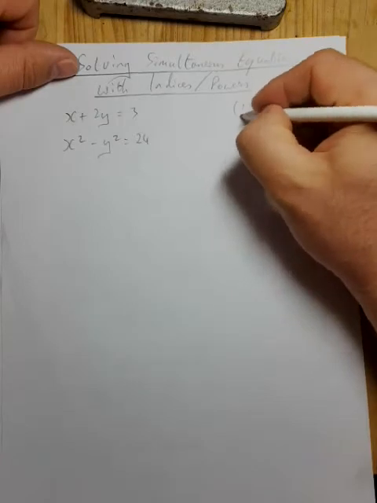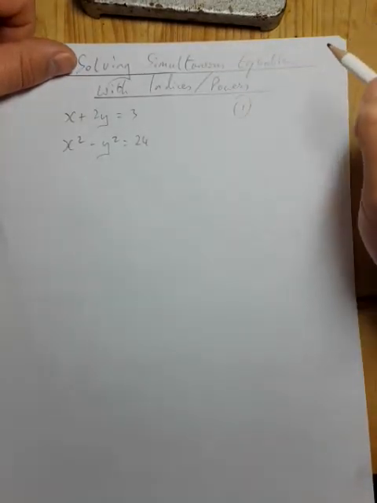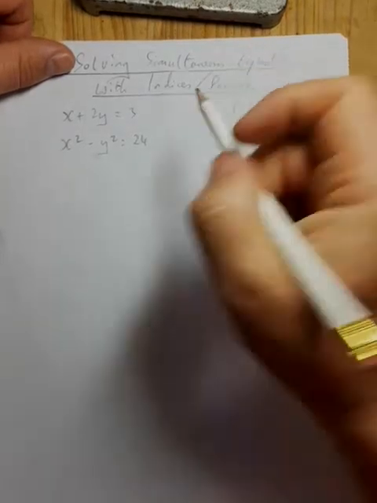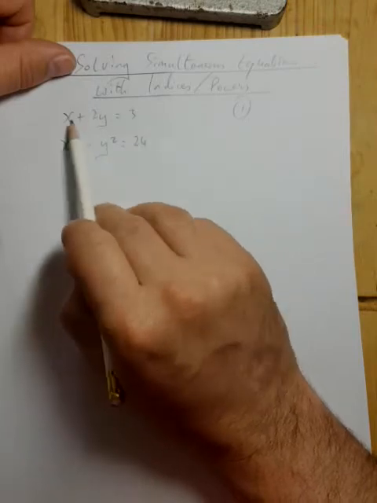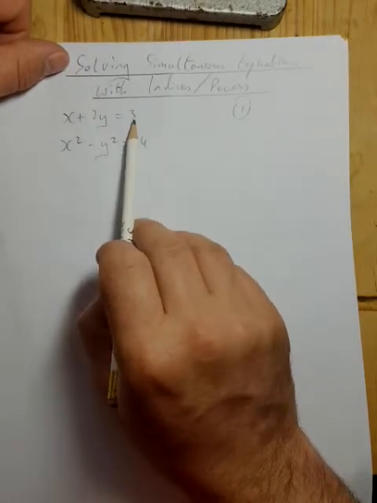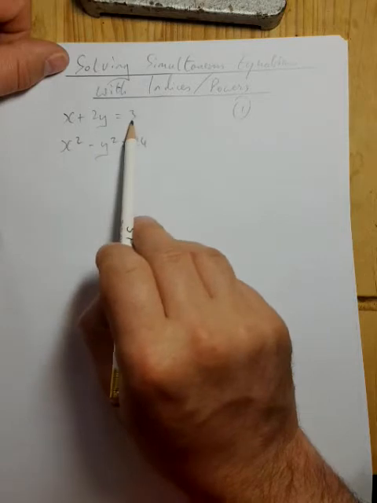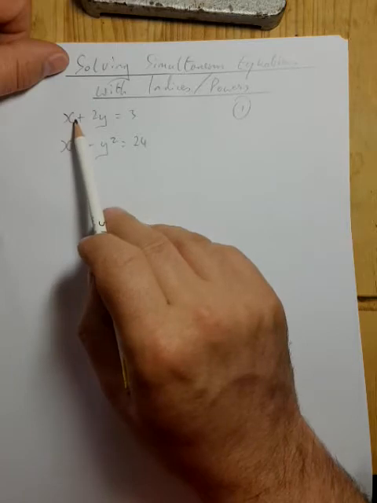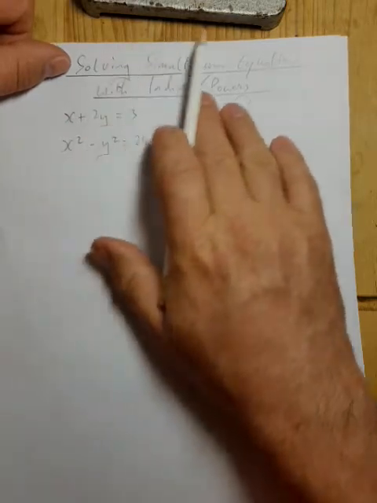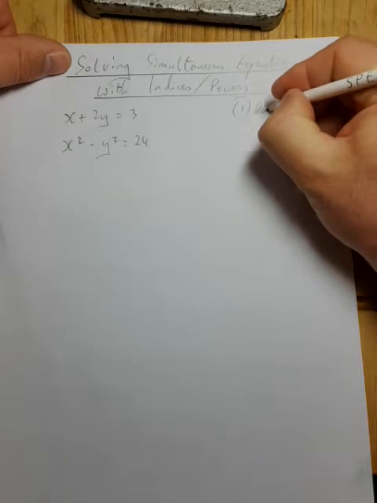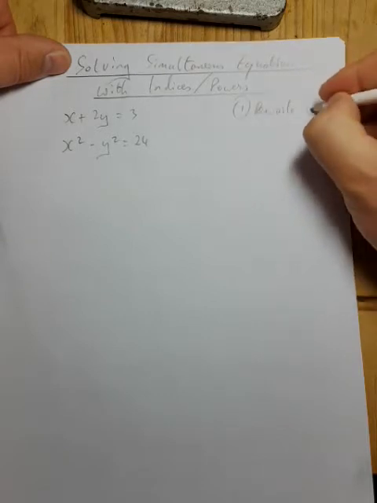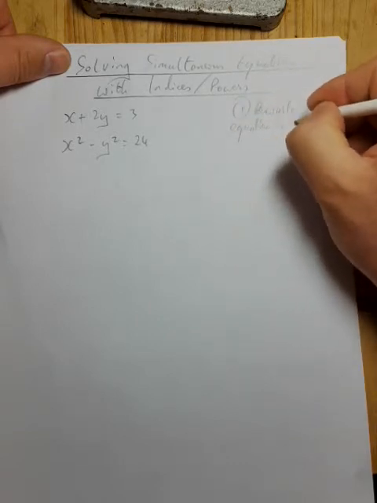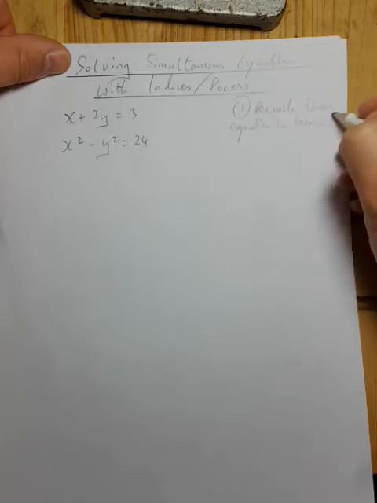So what we do in this case is step one, pick a variable that you're going to get rid of, okay? Now how we pick this variable is we're going to rewrite the linear equation. So that's the equation that doesn't have powers in it, this one, in terms of one of our variables. I'm going to rewrite this in terms of x, so I'll bring the 2y across from the left hand side. So rewrite the linear equation in terms of one variable.